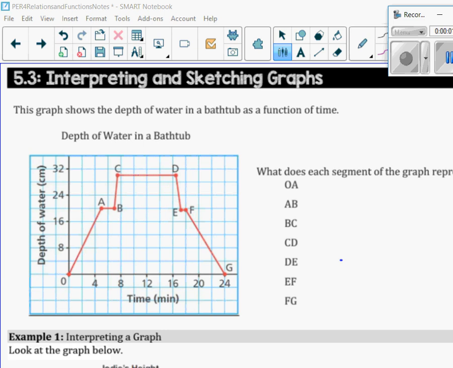Okay, it says here, this graph shows the depth of the water in a bathtub as a function of time. So, what does each segment of the graph represent? From O to A, what does that represent? Anybody have a, yeah? I'm sorry? The bath filling up?